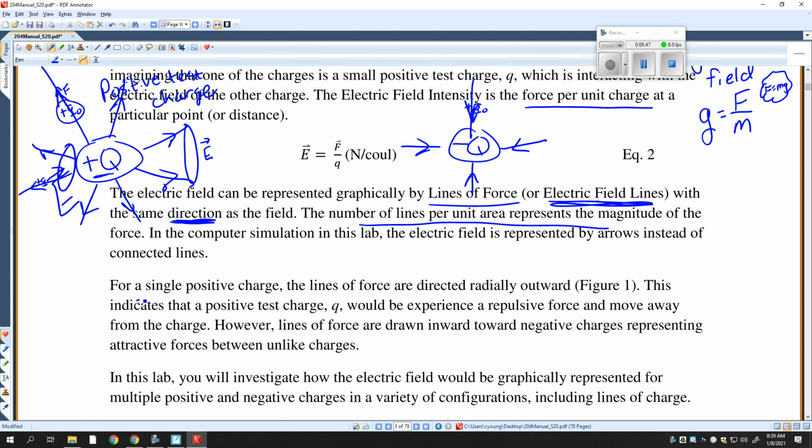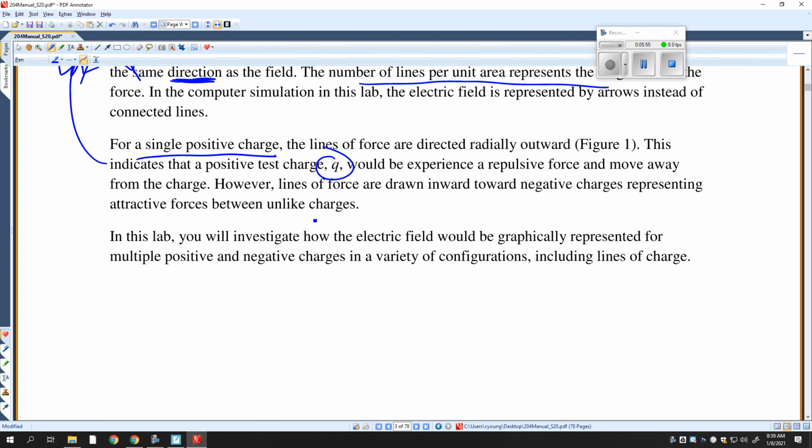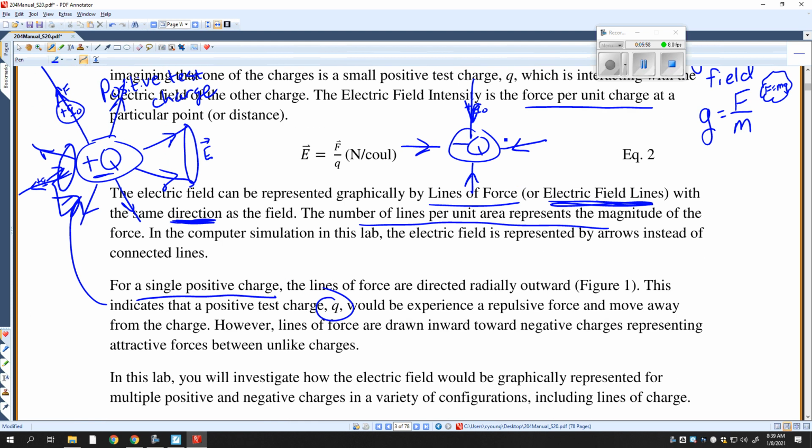Okay, so here's my single positive test charge right here. The lines are directed radially outward. I indicated that my positive test charge is going to move away, and then I also did it for the negative charge there.